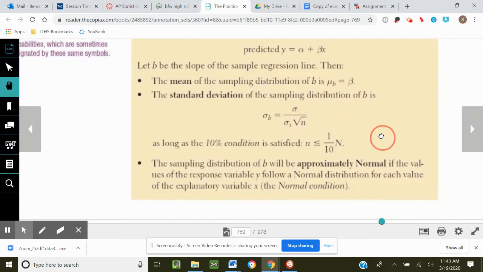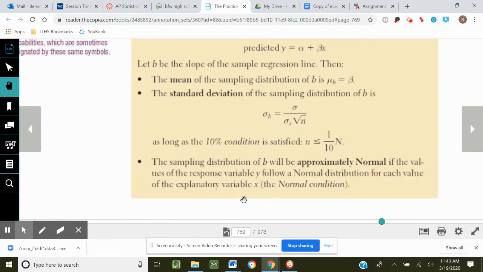Okay. So it tells you right here, for center, spread, and shape of the sampling distribution, the mean of the sampling distribution of slope is simply the true slope, beta. The standard deviation of the sampling distribution looks like a complicated formula there. The standard deviation of the slope is equal to the standard deviation of the residuals. And again, this is the population standard deviation of the residuals because it's sigma, over the standard deviation of the x values times the square root of n, which is the sample size. All right. Always with standard deviation formulas, those hold as long as the 10% condition is satisfied.